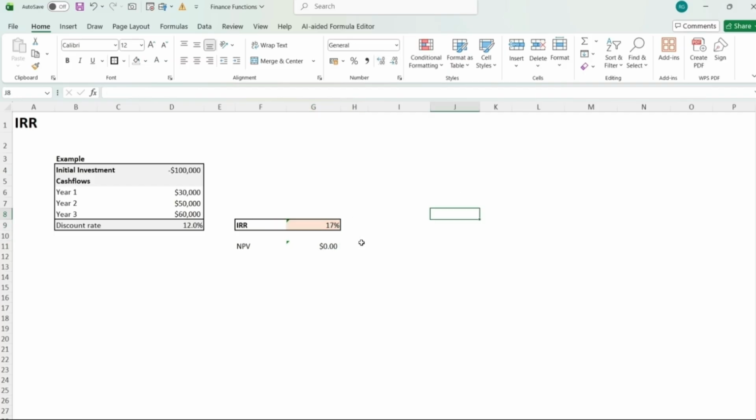The IRR from this project is 17%, whereas the required rate of return is 12%. That means that the investment is value creating, and any investor which invests in this project will have a positive return.